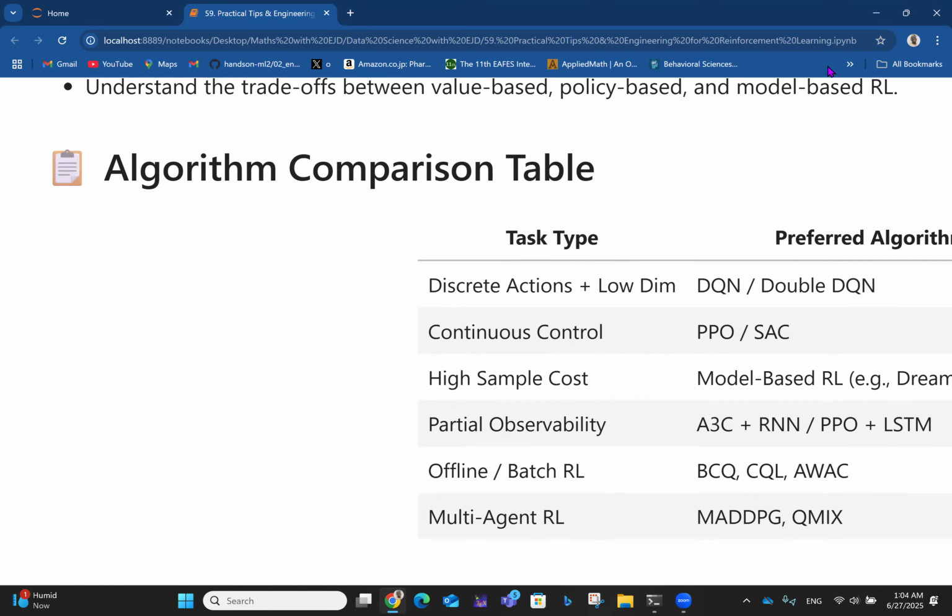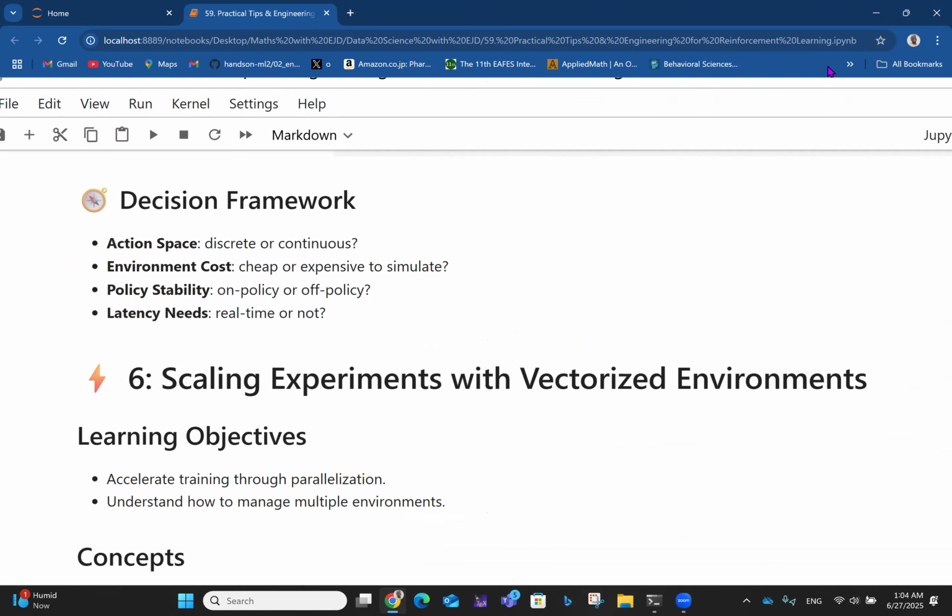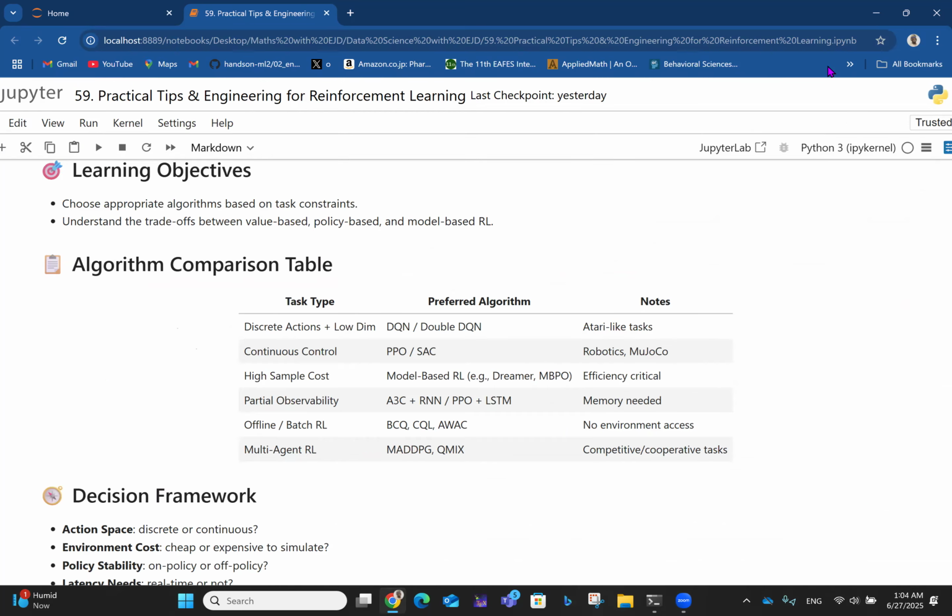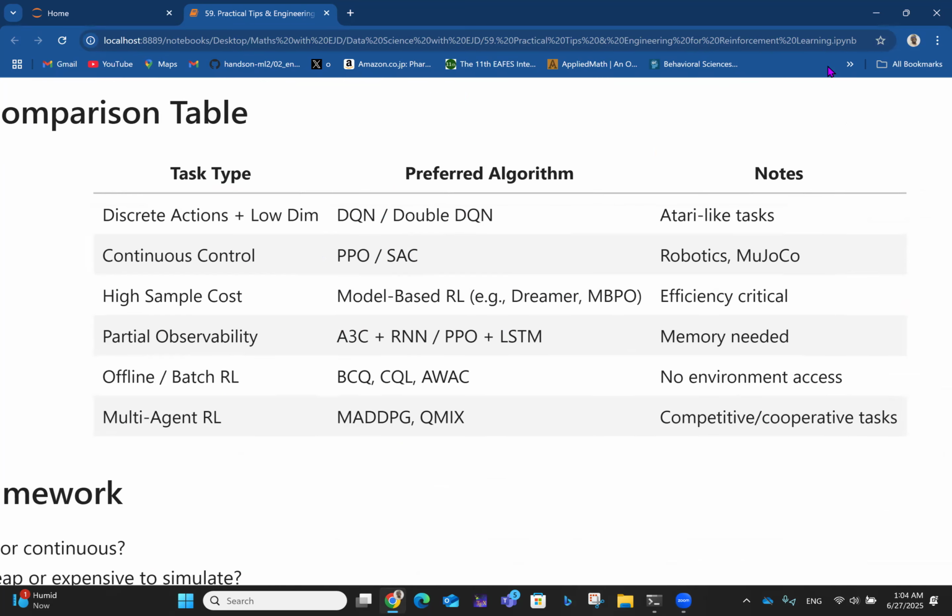So then, let's look at the algorithm comparison table. You have the task type, preferred algorithm, and the notes. So you have discrete actions plus low dimension. So you use DQN or DDQN, and the notes include Atari-like tasks. Then for continuous control, you can use PPO, that's proximal policy optimization, and SAC. So for things like robotics and MuJoCo, then you have high sample cost. So you have model-based reinforcement learning like Dreamer and MBPO.